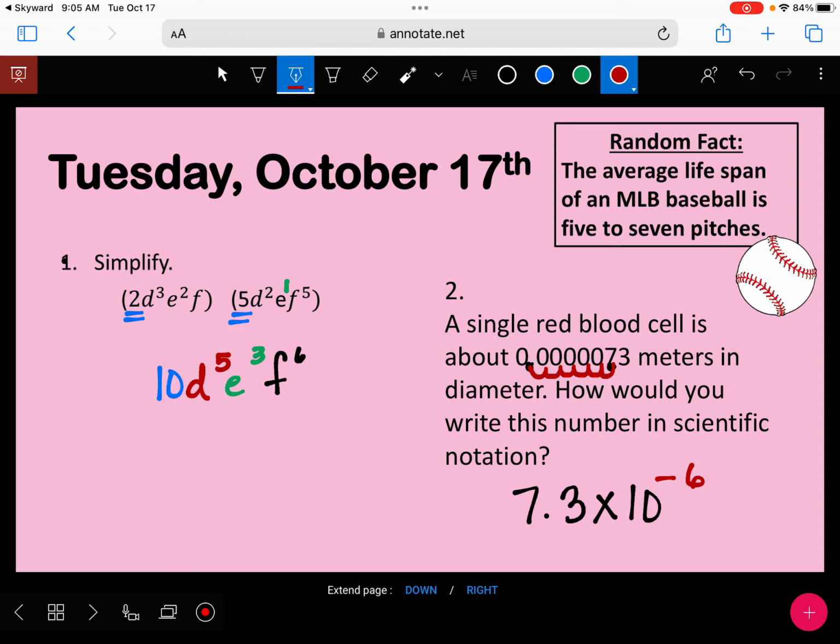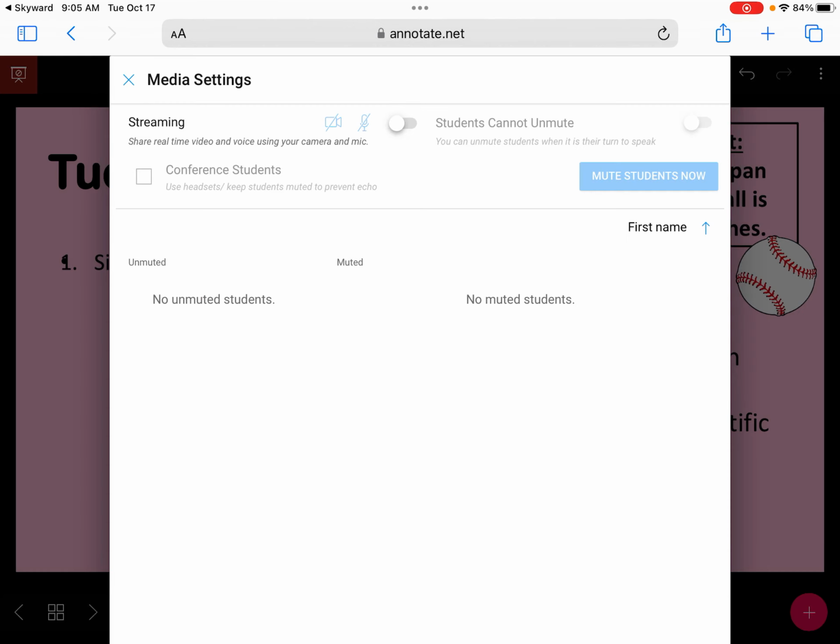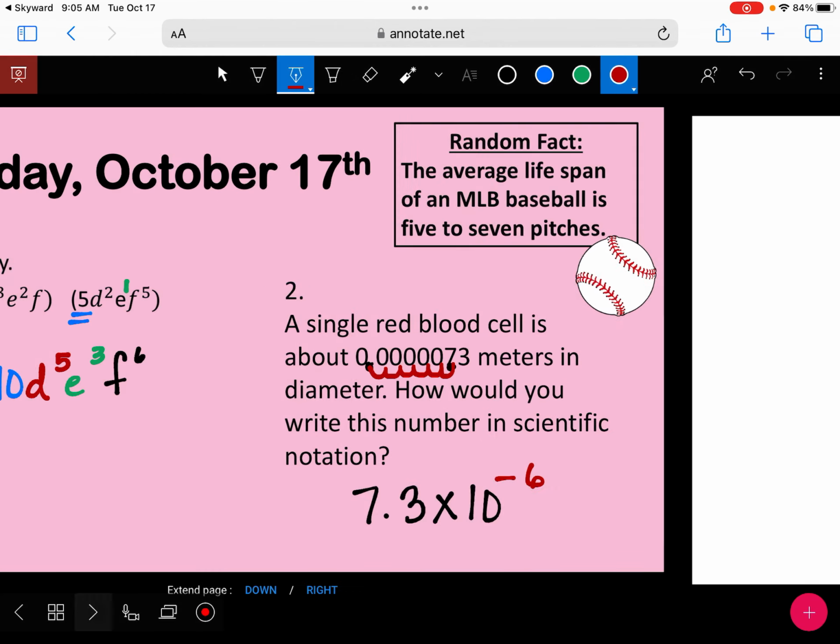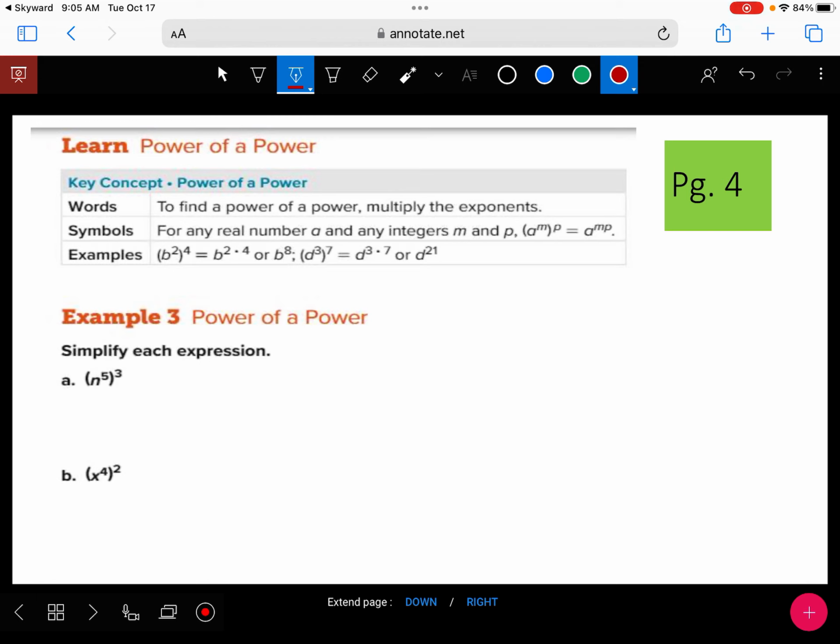So I might have to change the due date for homework 1 because I have to look at it again. So let's go ahead, go to your notes. Let's go to page 4 in your notes.